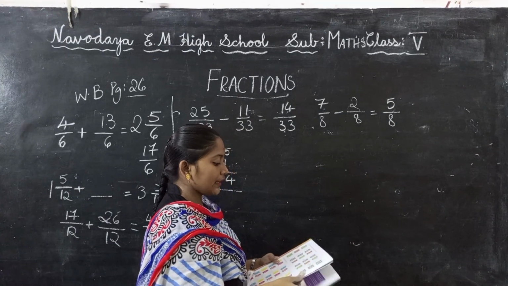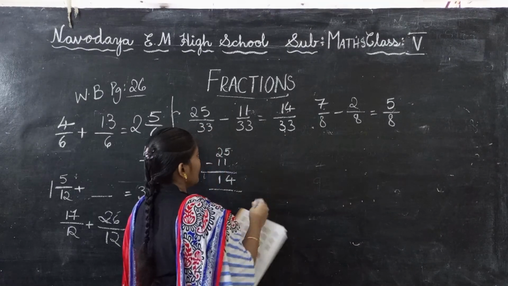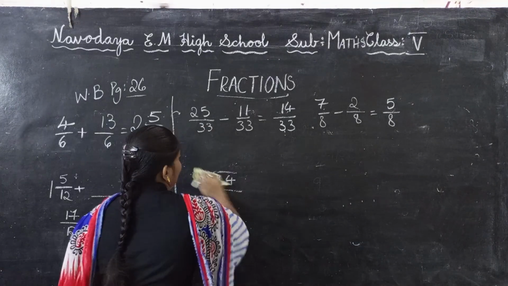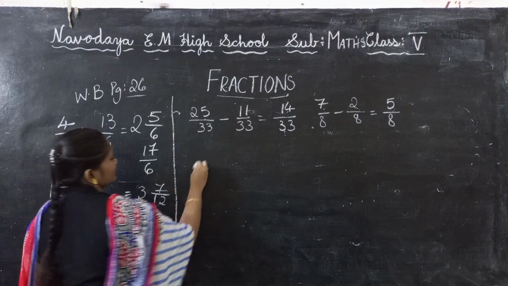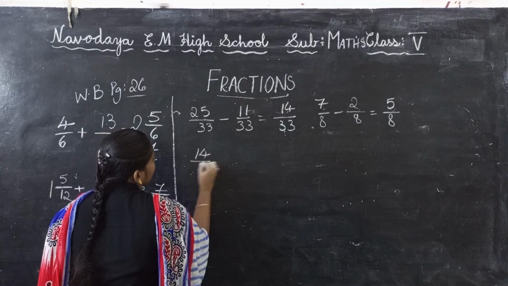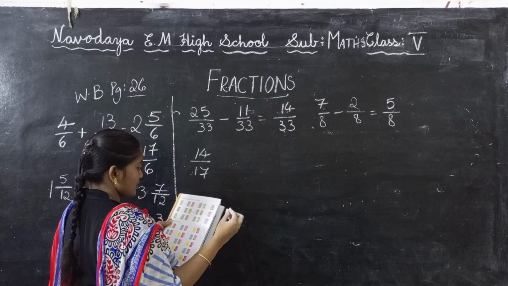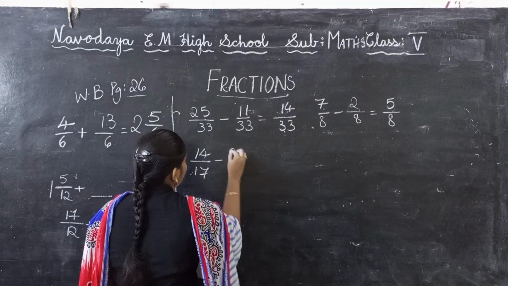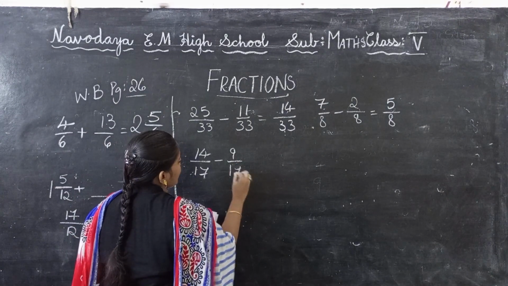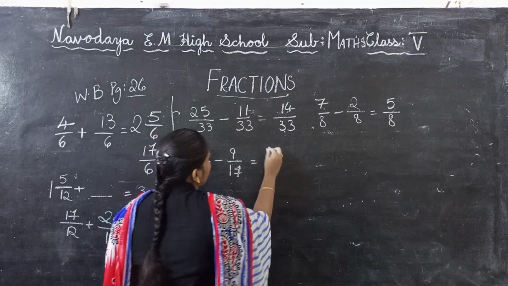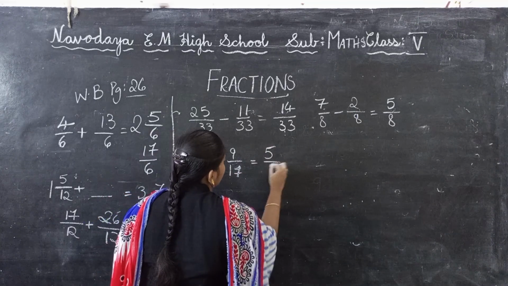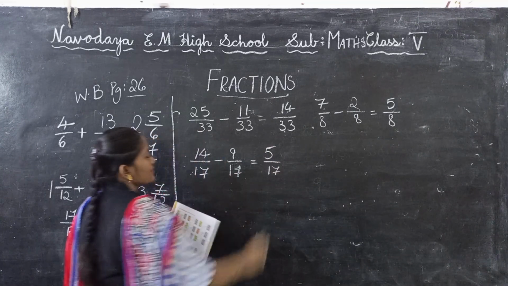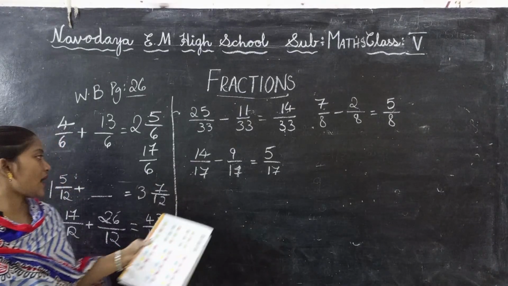Next one. 14 upon 17 minus 9 upon 17. 14 minus 9 is 5. It's 5 upon 17. And the two denominators are same.